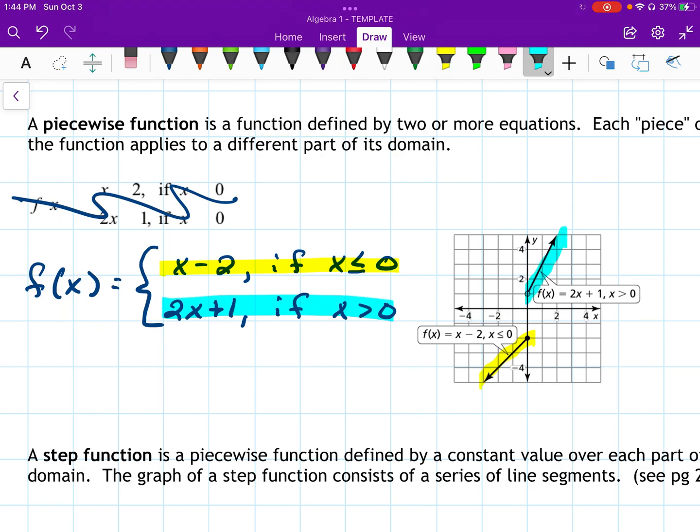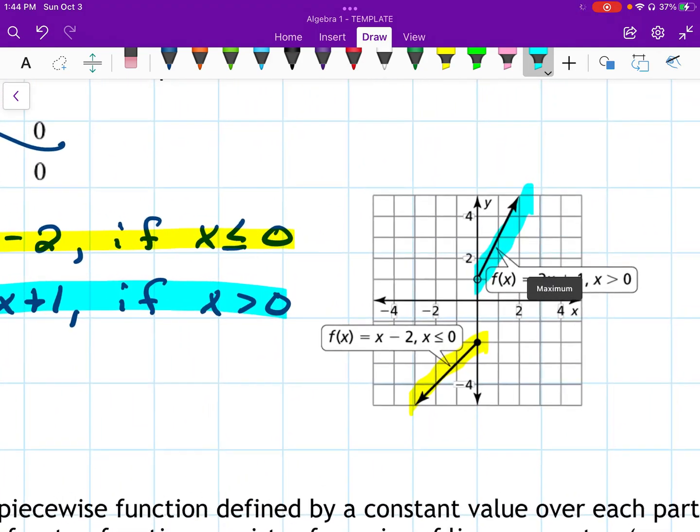This one has a slope of 2 and a y-intercept of 1. It says if x is greater than 0, not greater than or equal to, just greater than. So we have an open circle on its edge, right, at 0, and then it continues the function with a slope of 2. Right, so it kind of breaks it up there.